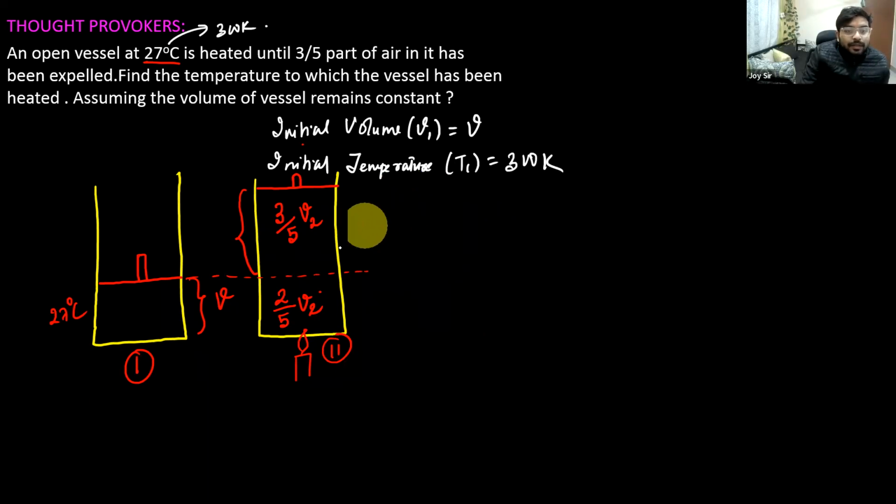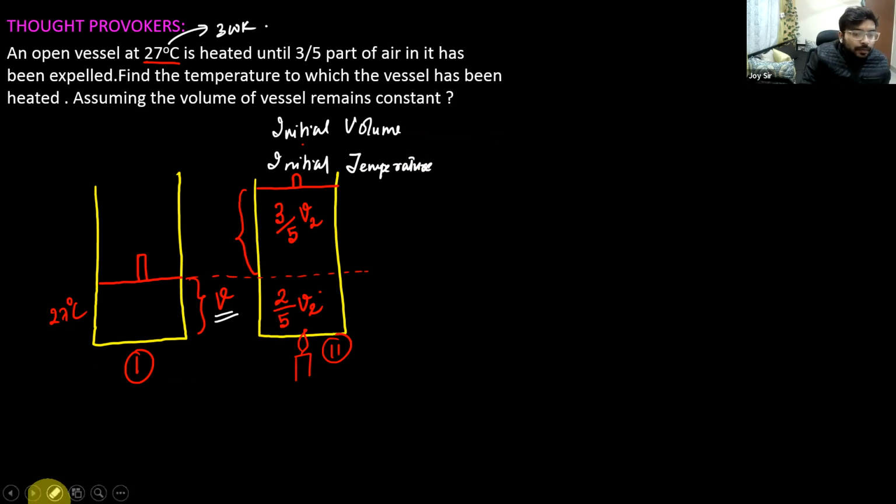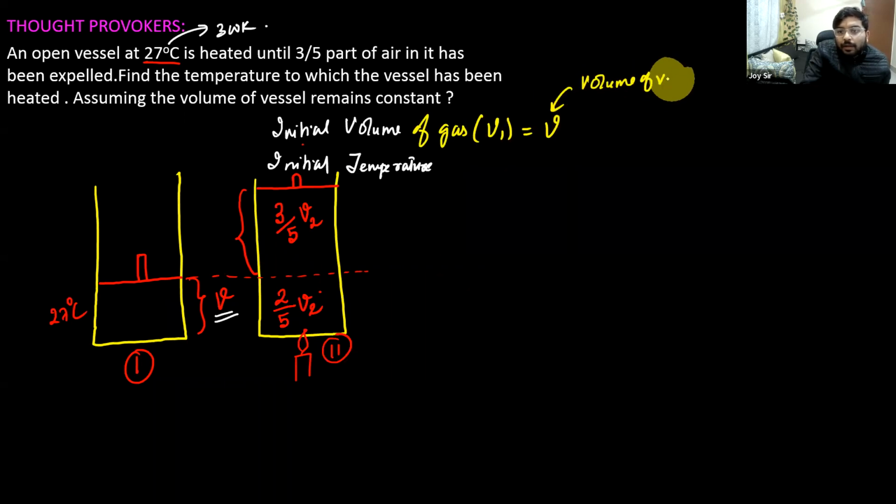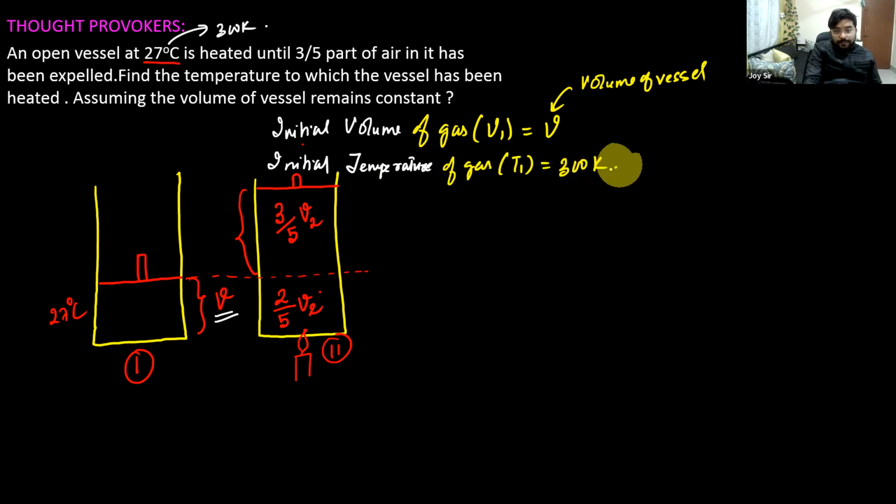Initial volume of the gas V1 is equal to V, which is also equal to the volume of this vessel, because gas will actually take the volume of the vessel. I'm not writing the full sentence as it may create confusion. Initial temperature of gas T1 is 300 Kelvin.